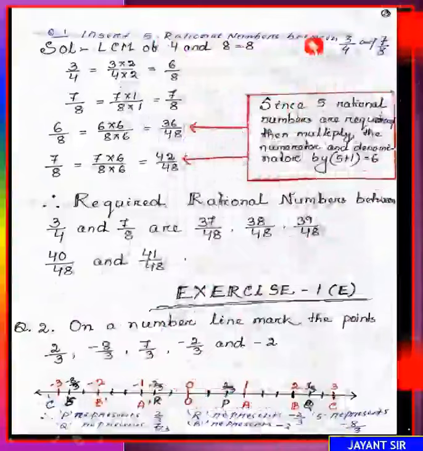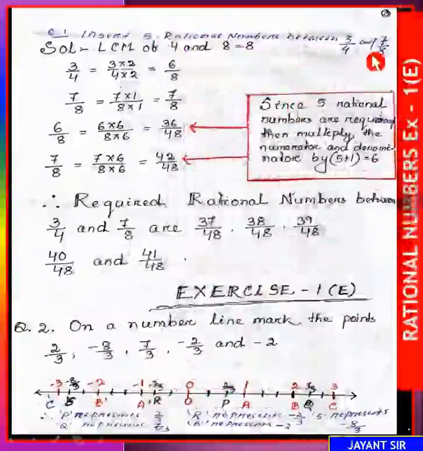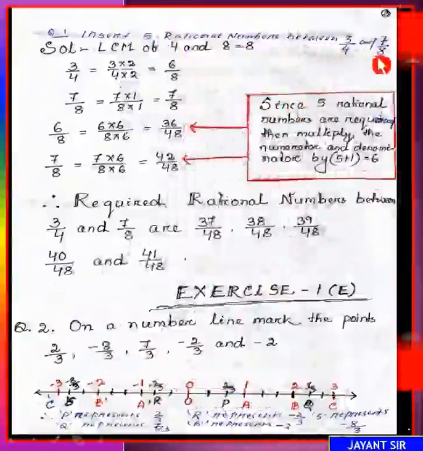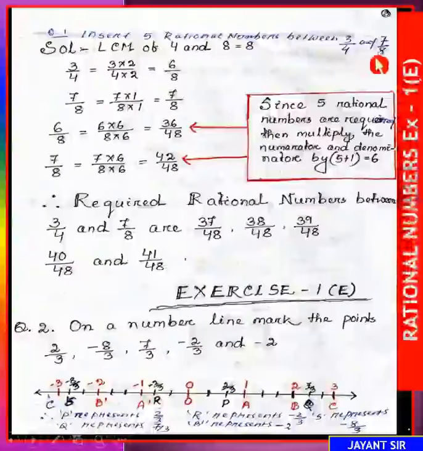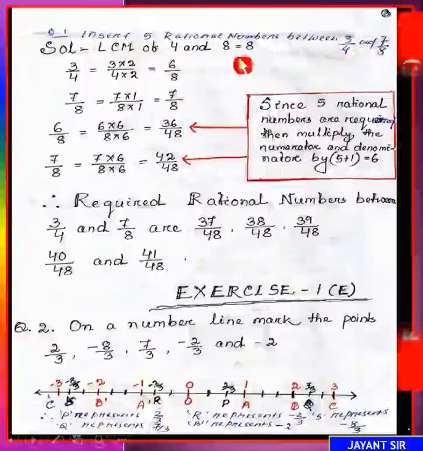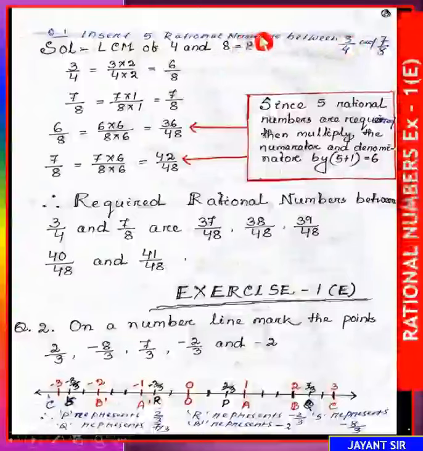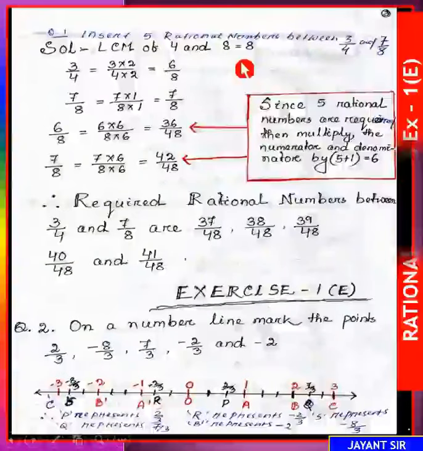Example 17: insert 5 rational numbers between 3 by 4 and 7 by 8. Here the denominators are not the same. To make them the same, I have taken the LCM of 4 and 8, which is 8. Now make them into like fractions.